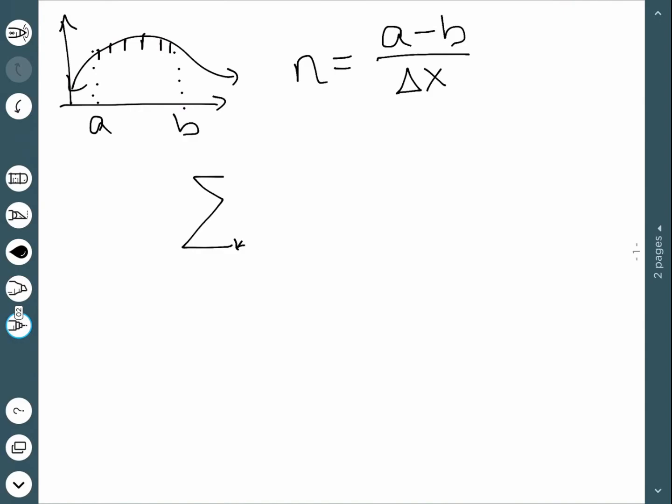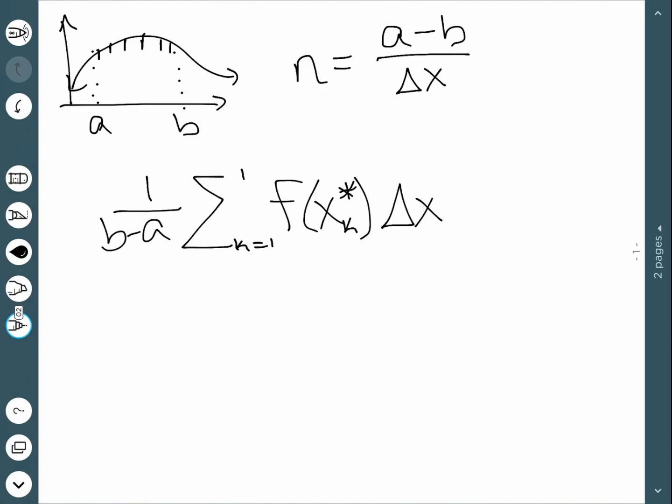So as I'm adding all of these things up, I'll represent these as f of xk star to represent my test values. When I divide by a fraction, I multiply by the reciprocal. Sorry, this is b minus a, not a minus b. And now I have this function.